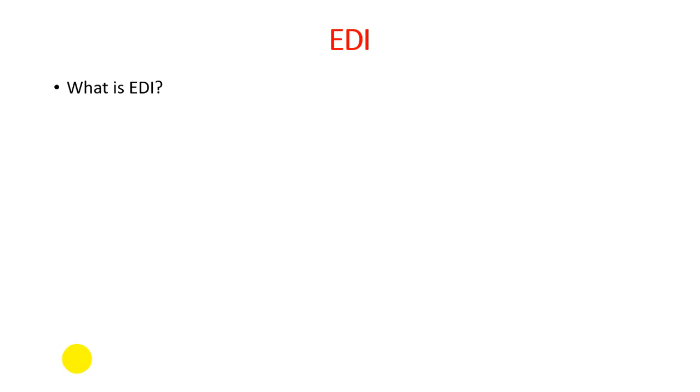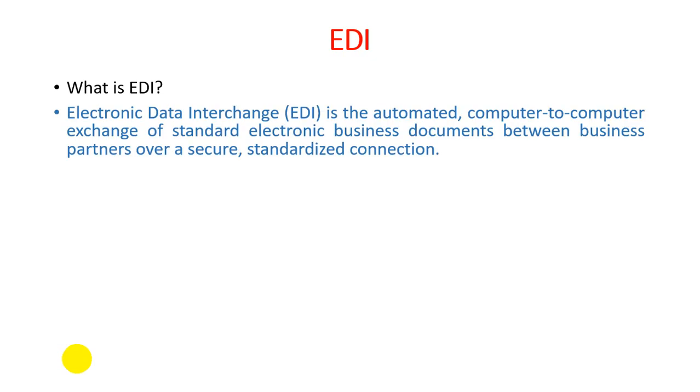Now we will discuss what EDI is and how we can take advantage of it nowadays. Electronic Data Interchange is the automated computer-to-computer exchange of standard electronic business documents between business partners over secure, standardized connections. Whenever we discuss data interchange, security is the prior concern, and it must never be compromised for the public as well as private data we store. So EDI is nothing but the transmission of information with network security.